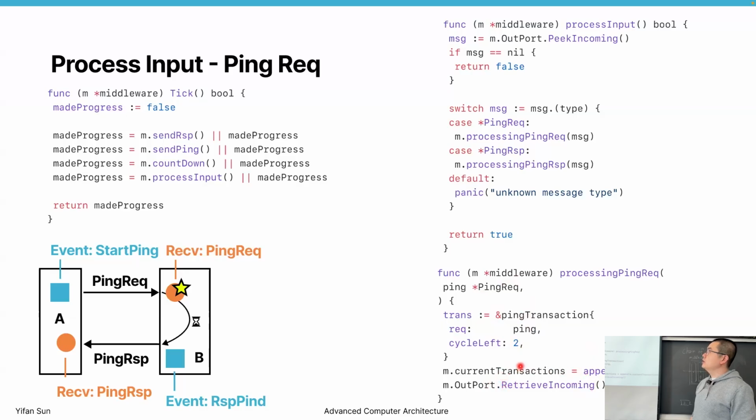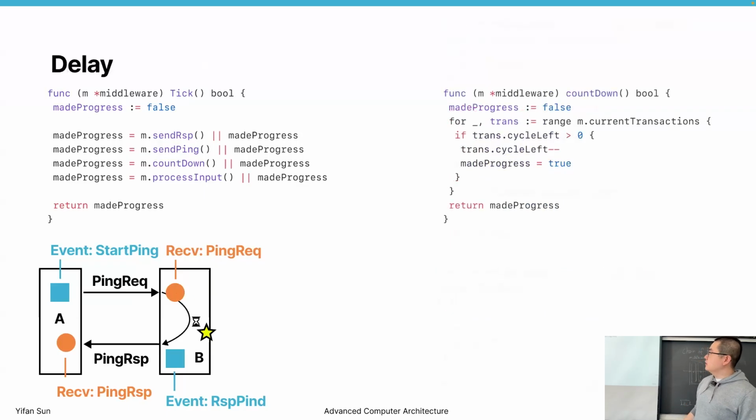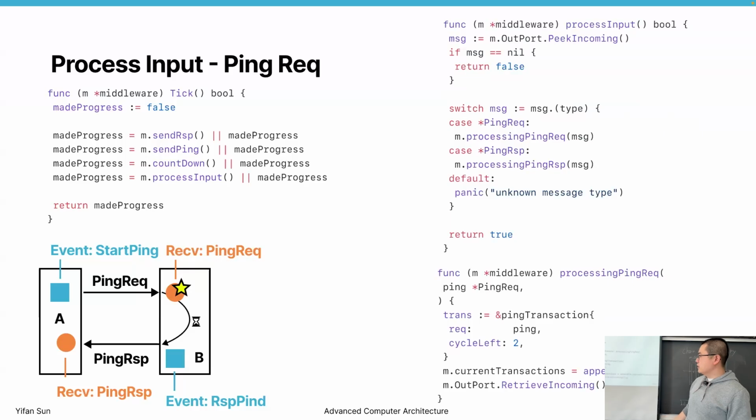Now we know there's no condition check here, right? The condition check is actually here. The critical point is here. Now, once we know there's something, we can always process it. And here, the output retrieves the incoming, we take it so that we don't need to process it next time. Then, remember there's a 2 cycle delay, right? It starts with 2 cycles left. So we just count down.